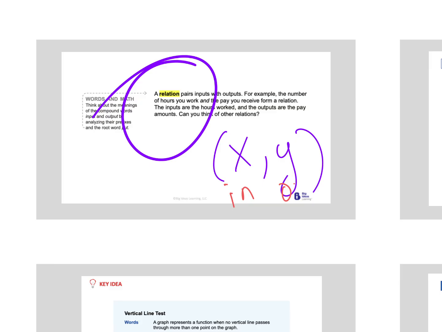Again, something that I think you already kind of knew, but here they give an example of the hours you work versus the pay you receive. If you work 2 hours and you get paid $10 an hour, the input is 2, the output is going to be 20, right? And the function would be y equals 10x, okay?